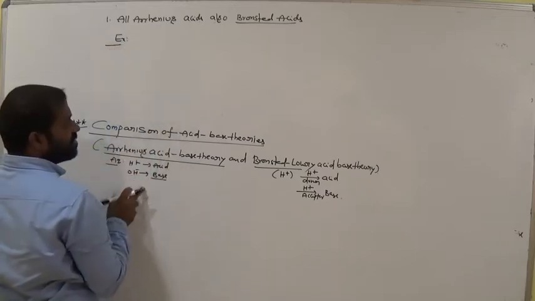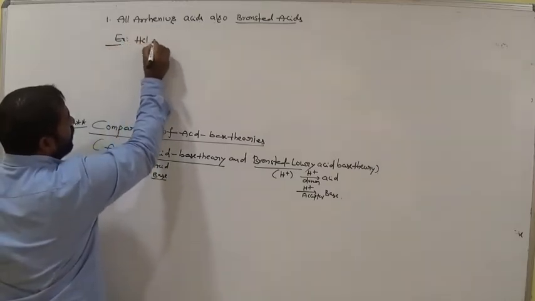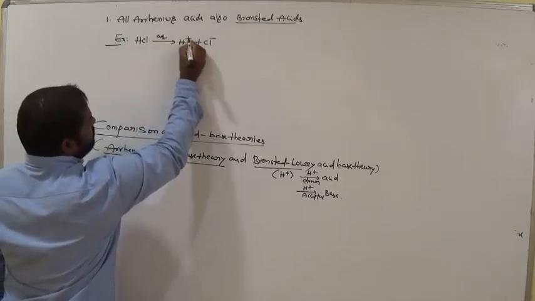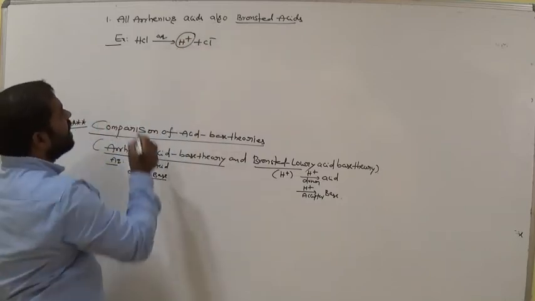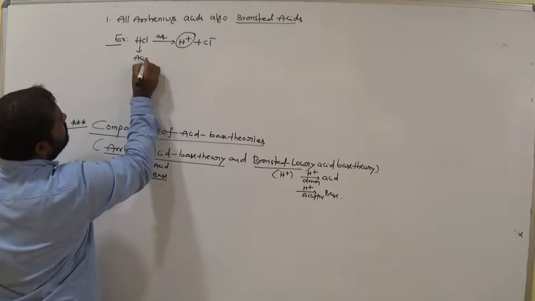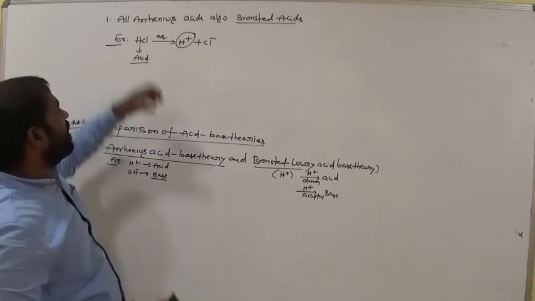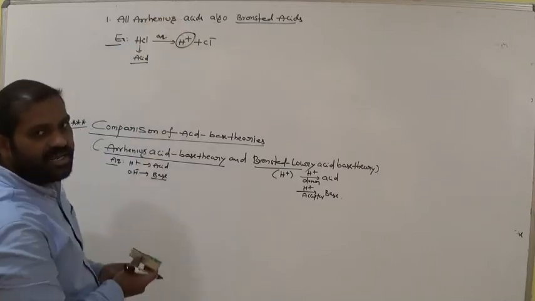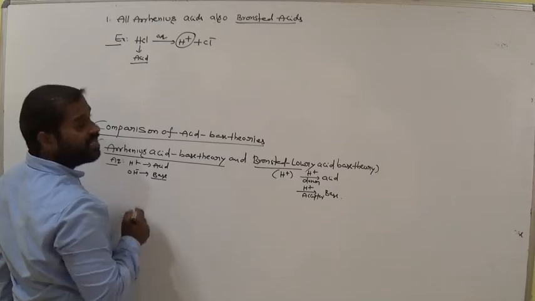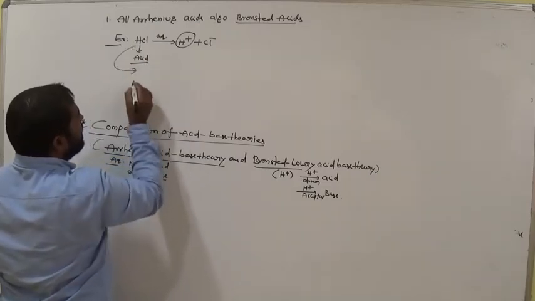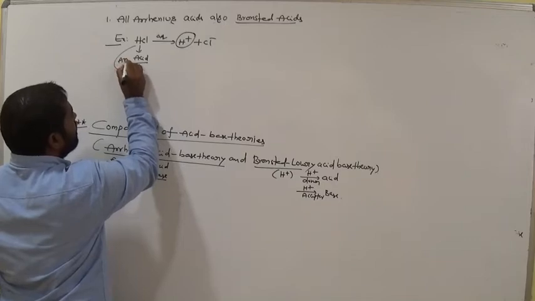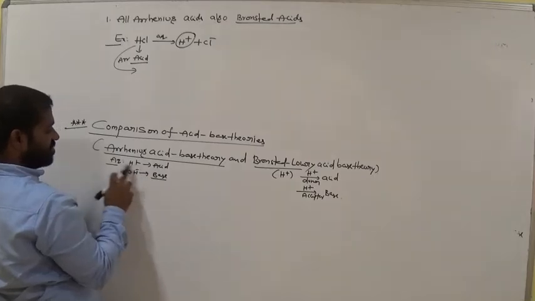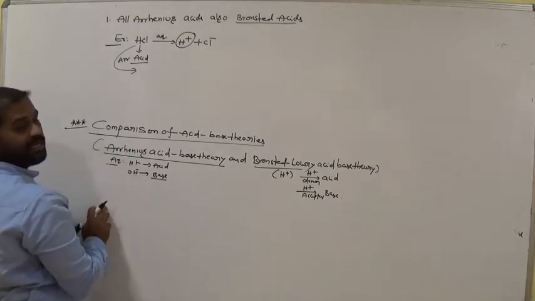An Arrhenius acid means if the compound gives H plus in aqueous medium, then we call it an acid. Am I right? If HCl is kept in water, or in aqueous medium, it gives H plus, then we call it an acid. Simply, it is an H plus donor or not? H plus donor. Am I right? It is an Arrhenius acid, because it gives H plus in aqueous medium. An H plus donor is called an acid.